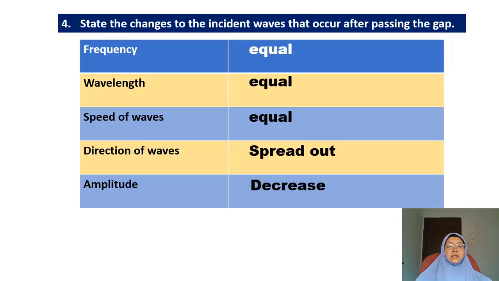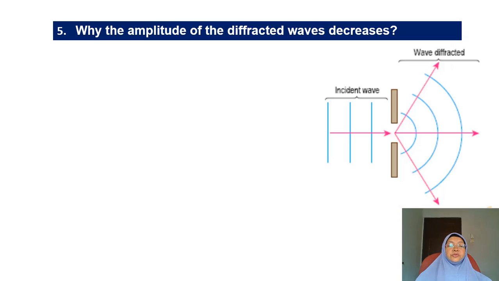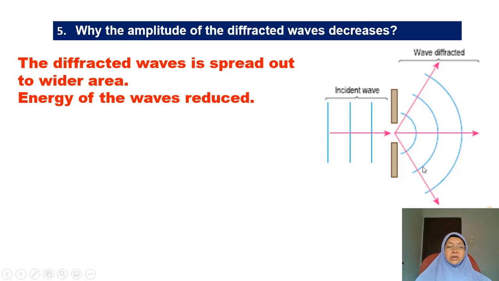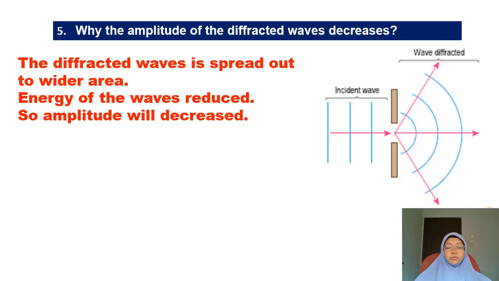Right. So now, why does the amplitude of the diffracted wave decrease? The answer is because the diffracted wave is spread out to a wider area. So from here, it will be spread out to a wider area, and the energy of the wave will reduce. We know that energy and amplitude are related together. So when energy reduces, therefore amplitude also will be decreased. So we have a smaller wave after diffraction.